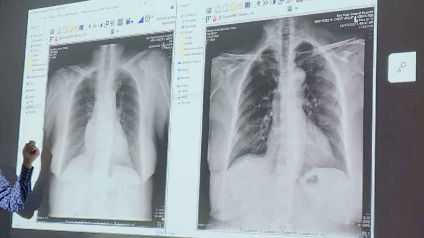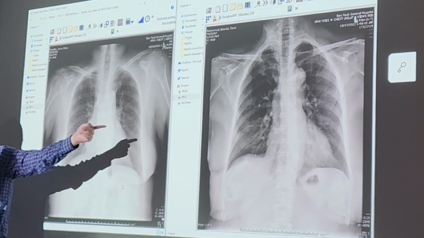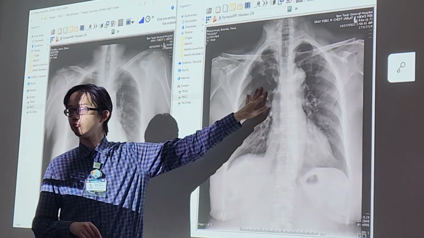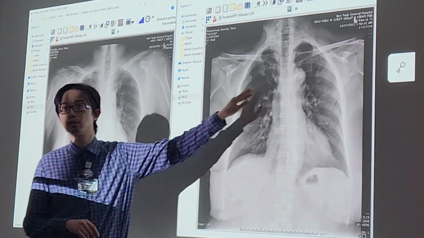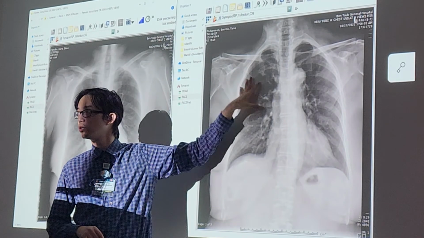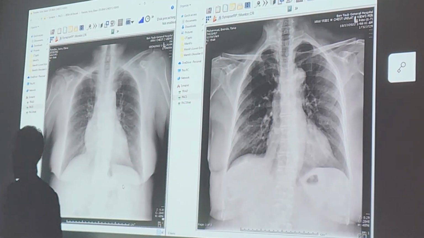Now I think there's a question: why not just use the right side all the time? Because it looks better. But take a look up here, for example. Do you see how we're actually burning out the lung markings? You can see the lung markings here, but you can't see them over here. It looks more black.